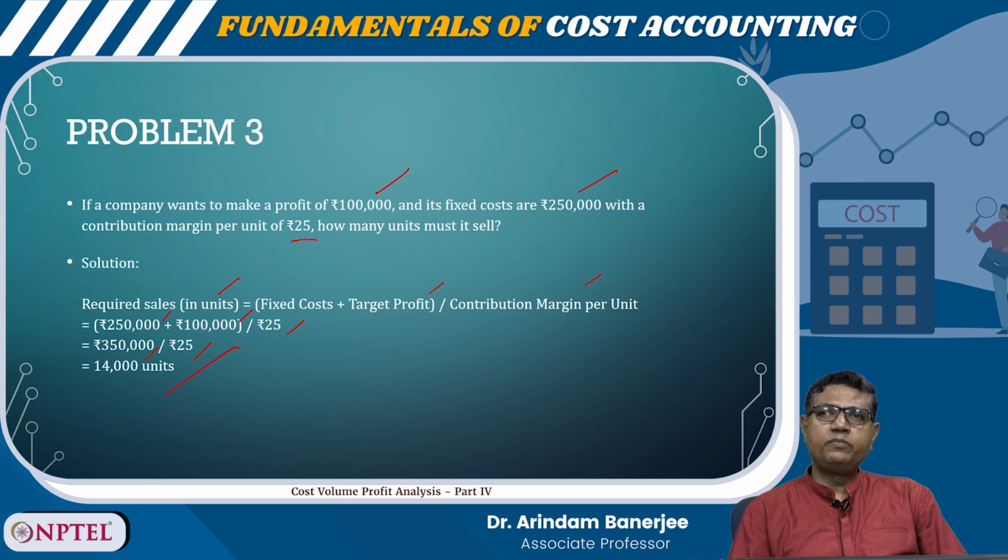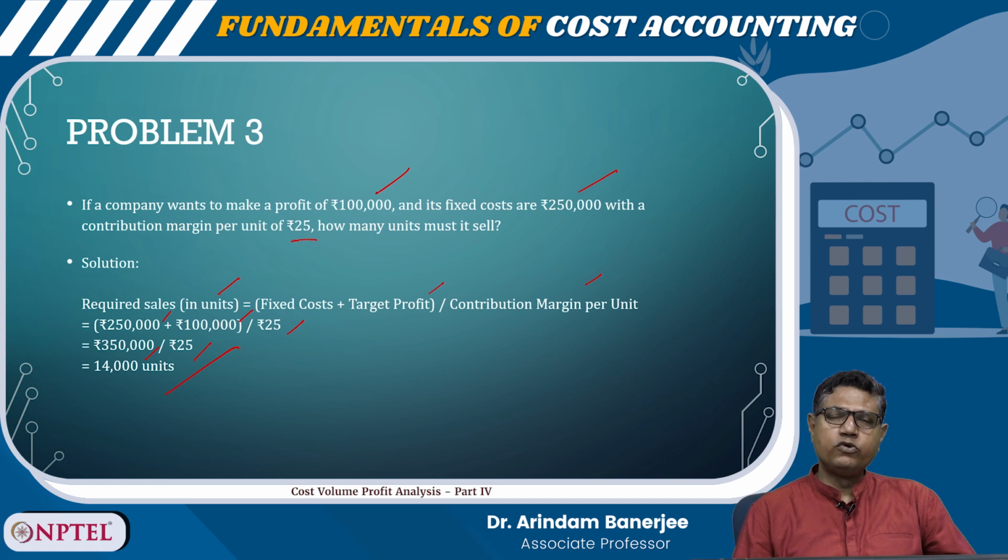What could be an example of a fixed cost? A fixed cost could be a cost which doesn't change with the level of production within a given production range. For example, rent paid for factory sheds. Rent paid for factory sheds remains unchanged unless we change the overall capacity. So, these are the examples of fixed cost.